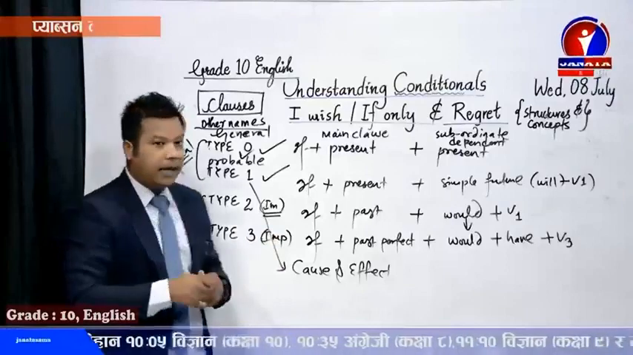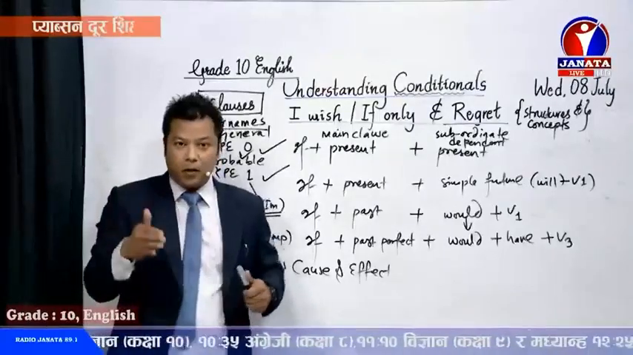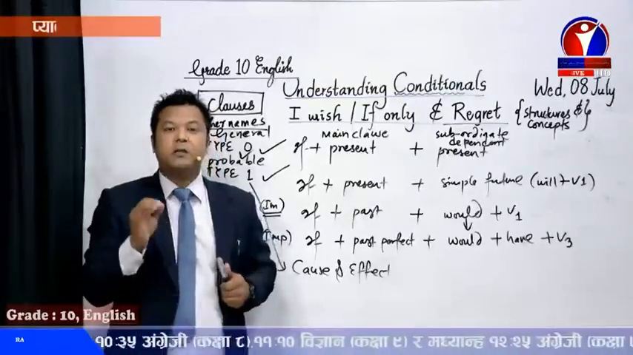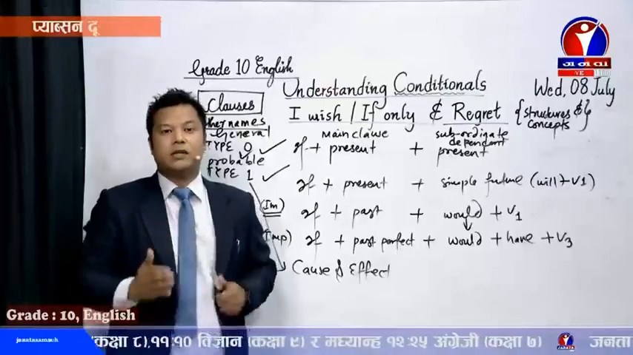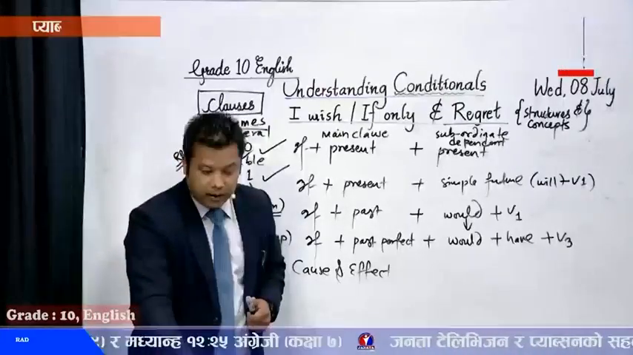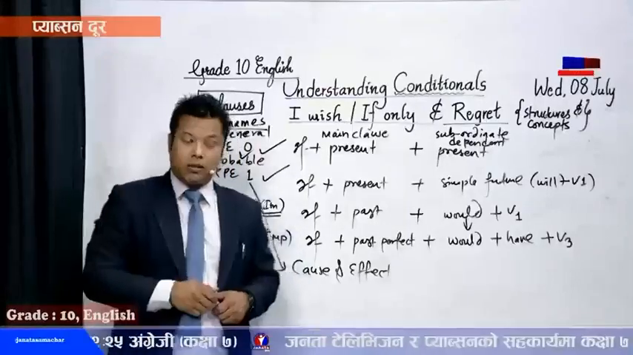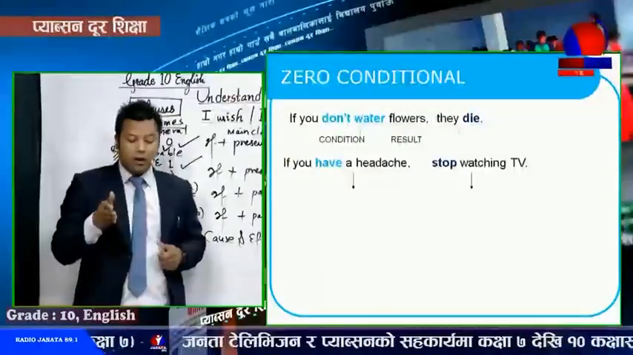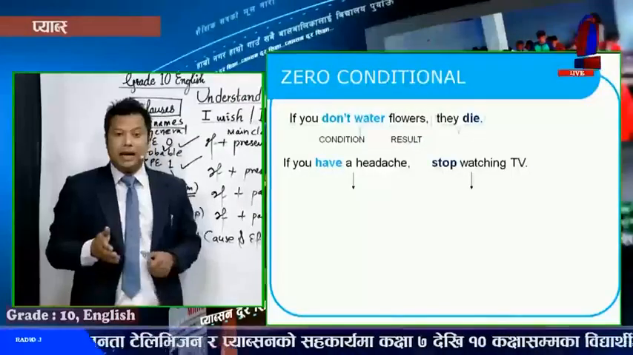Now, why these different kinds of names? It's because they have a very specific use. Their uses are different. We're going to explore them in turns. Let's see something about the zero conditional. Look at the example there. If you don't water flowers, they die.